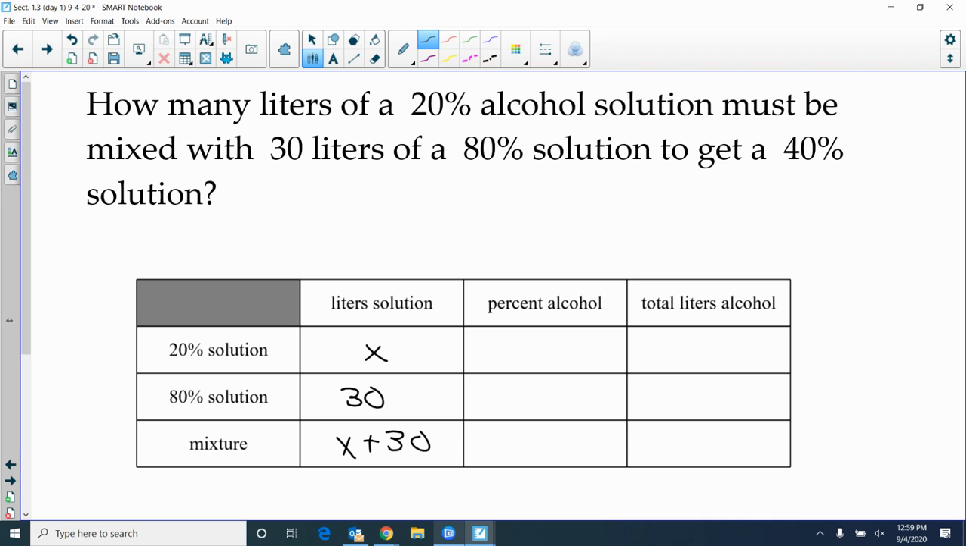What is our percent alcohol? We know it's a 20% solution, so it's 0.2. This one's 0.8. And the final mixture has to be 0.4. And how do I find total liters? You take the percent times the amount. So it's 0.2 times X, 0.8 times 30, and then this is 0.4 times X plus 30.